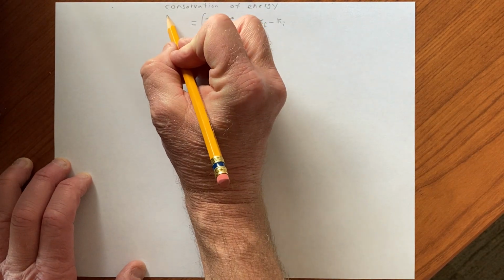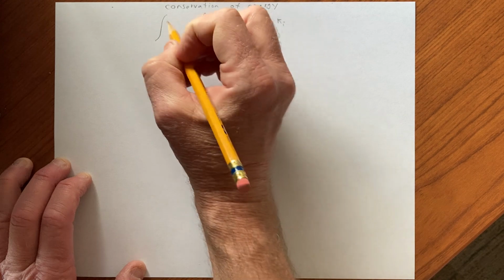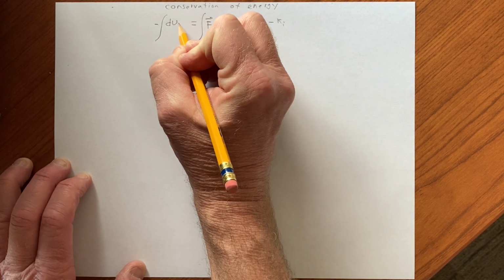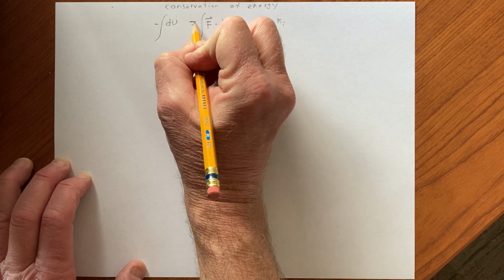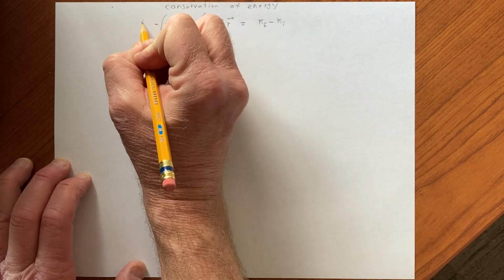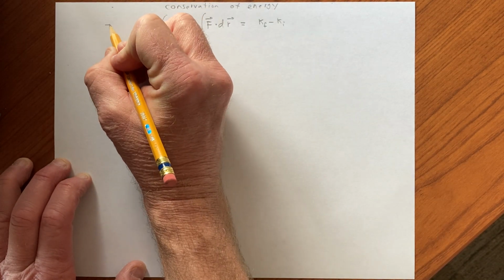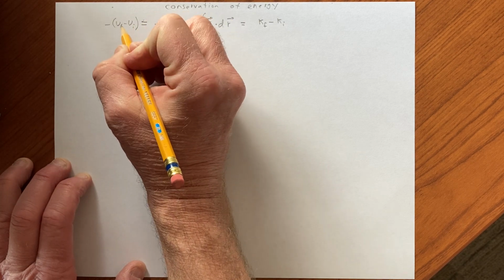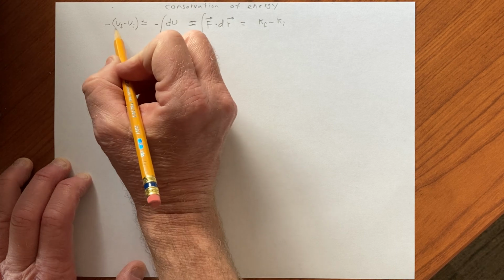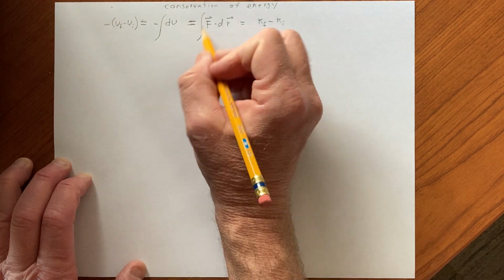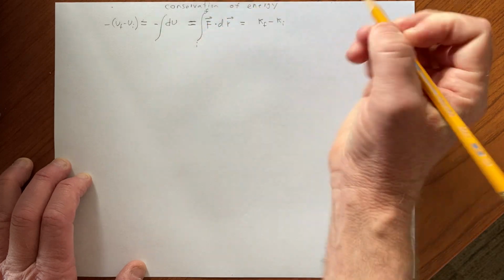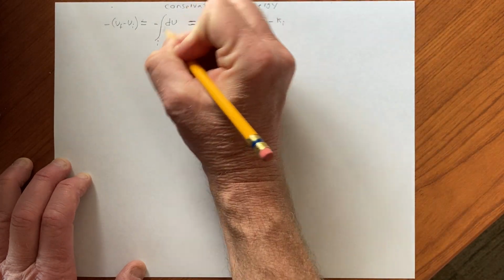So in particular, F dot dr is minus dU. So it's a function dU, and so when we integrate that, we get minus U final minus U initial, or U2 minus U1. The function U evaluated at 2 points along this path from initial to final.